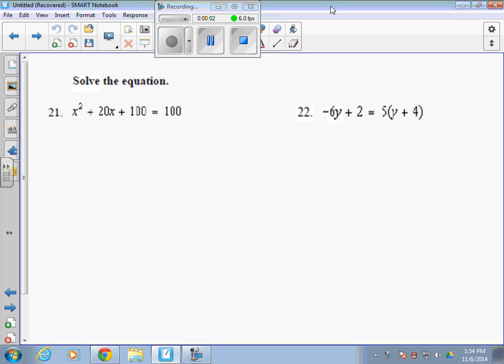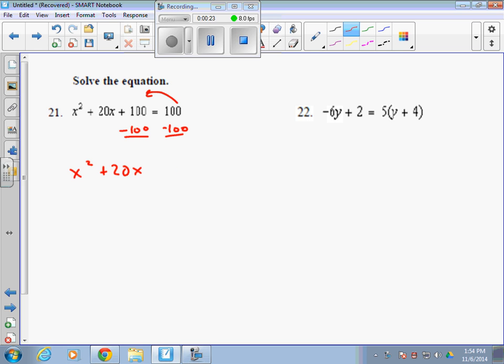It's Algebra 2, Test 13, Study Guide, Part 2, picking up on number 21. We have x squared plus 20x plus 100 is equal to 100. First thing you want to do is make it say equals 0. So we have to move this over by subtracting 100. If you do it there, do it here. So what you have now is x squared plus 20x equals 0.